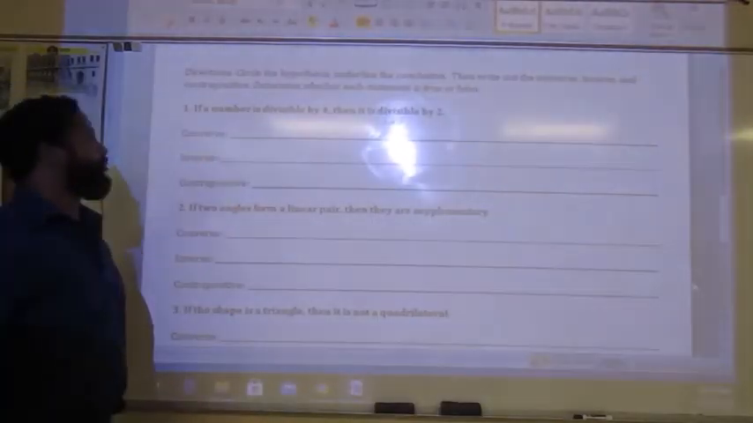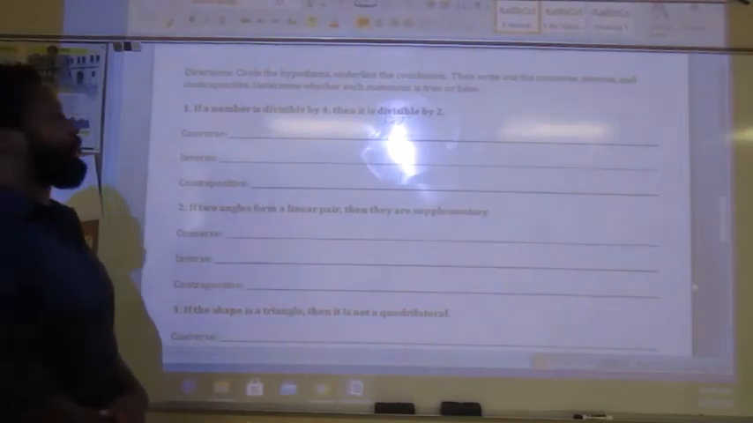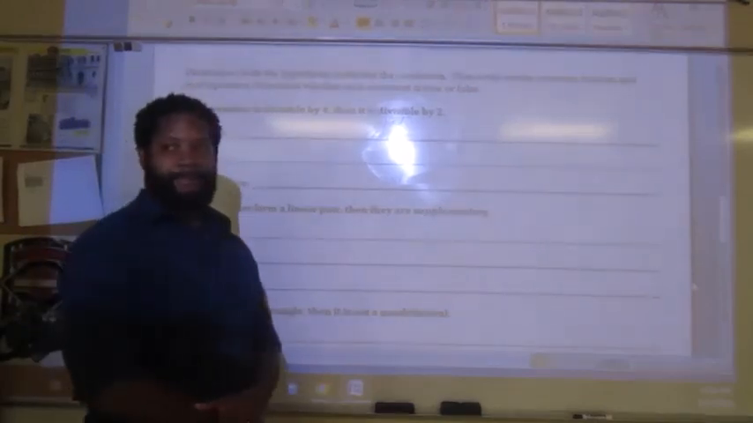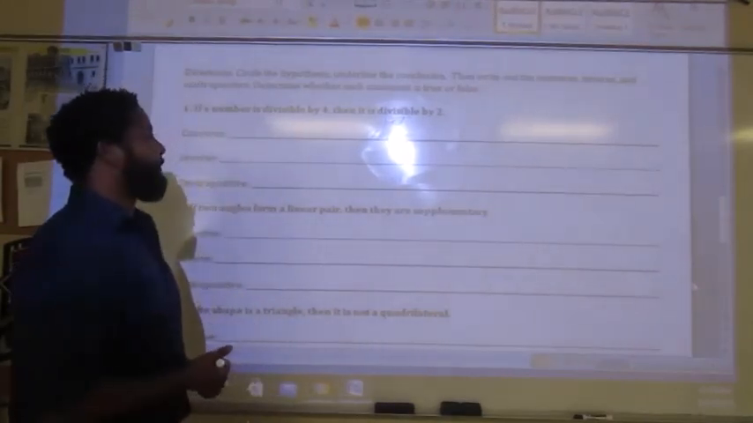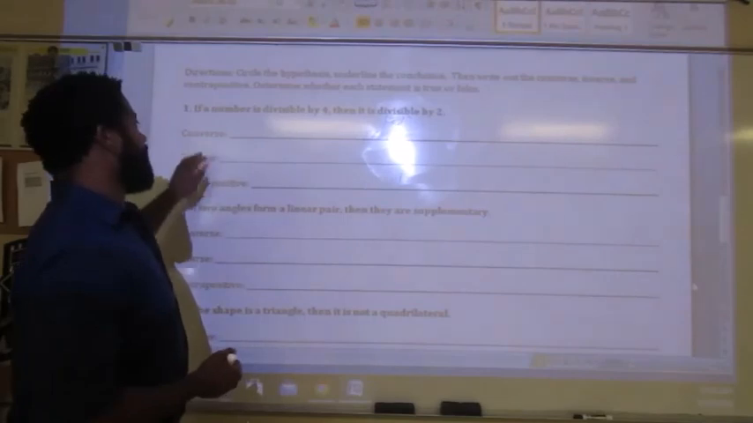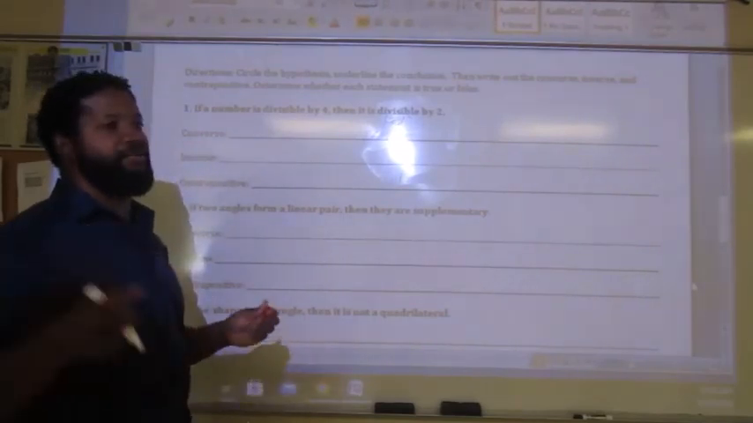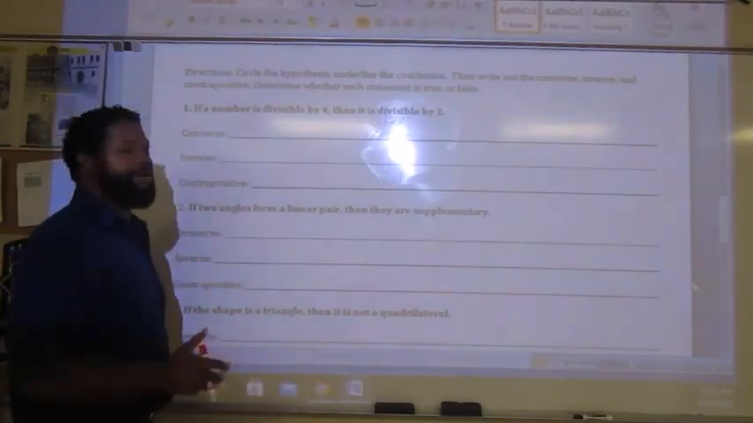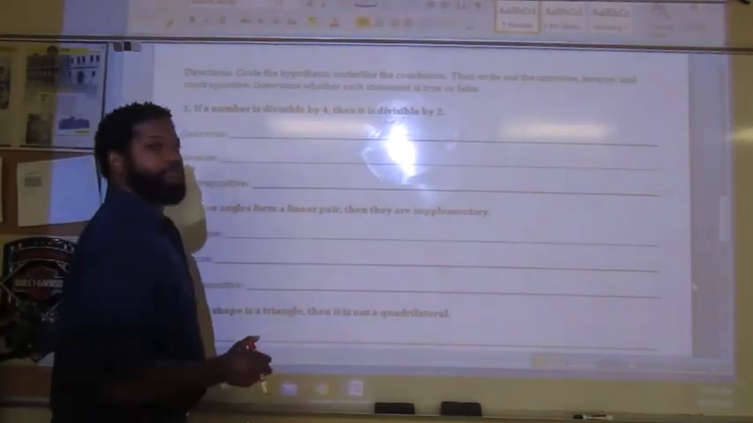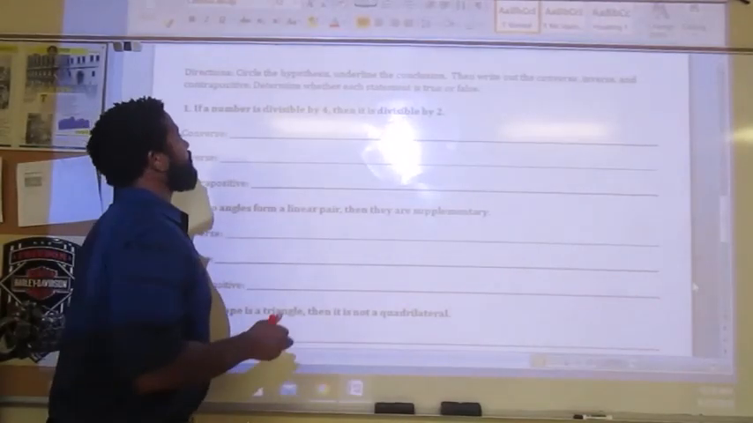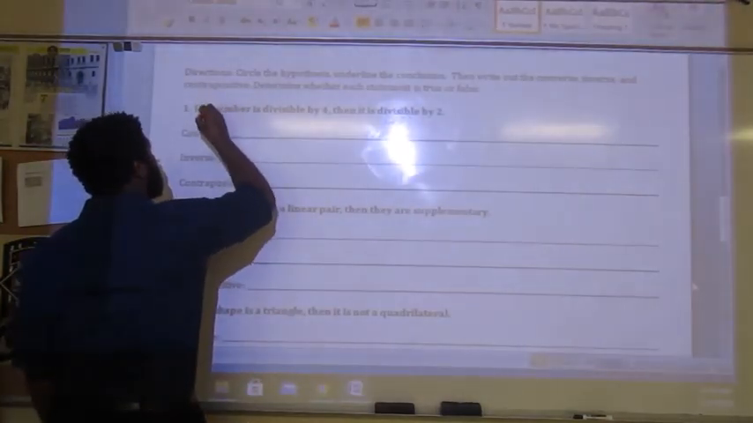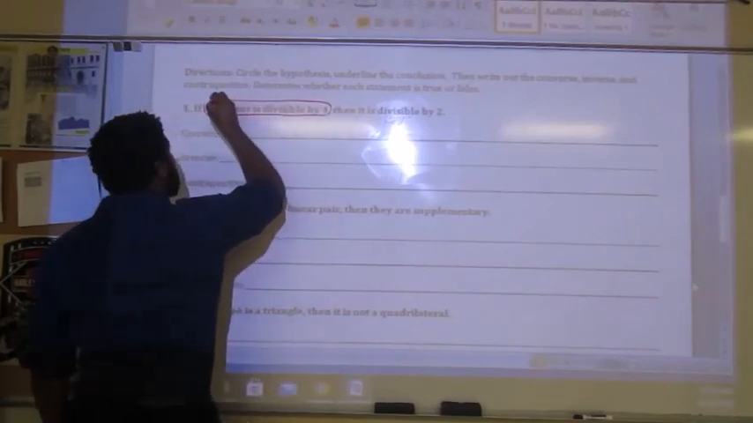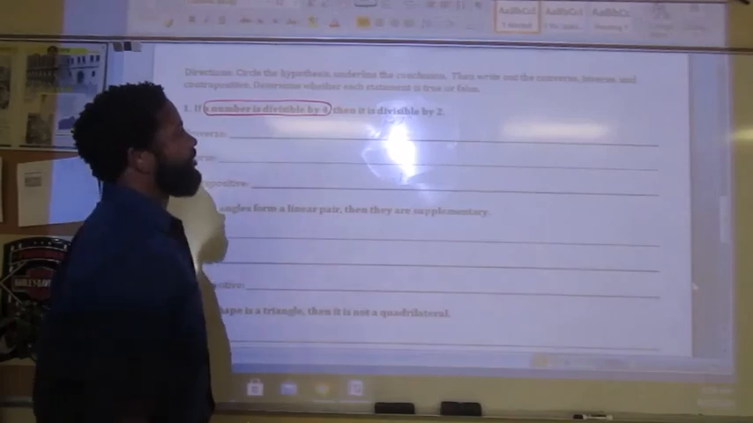First off, number 1, if a number is divisible by 4, then it is divisible by 2. That's true. Okay? That's a true statement. But you're trying to figure out if the converse, inverse, and contrapositive are. Here's what I want you to do. What's our hypothesis? A number is divisible by 4. Boom. Circle it, right? And then it says underline the conclusion.